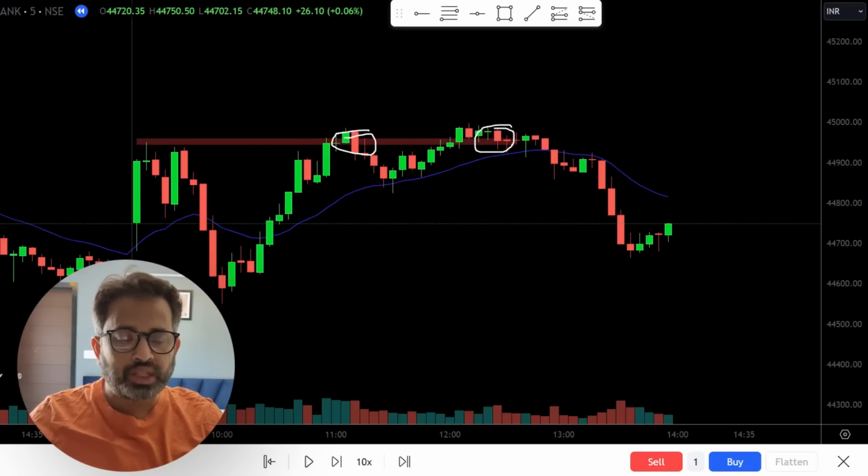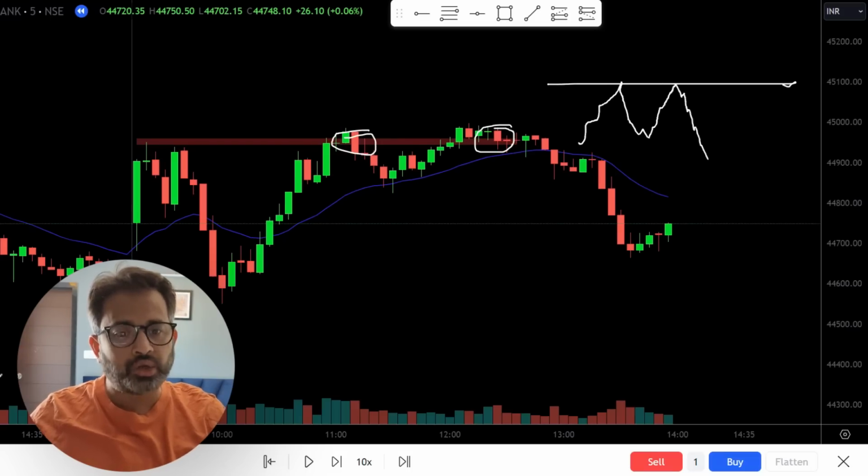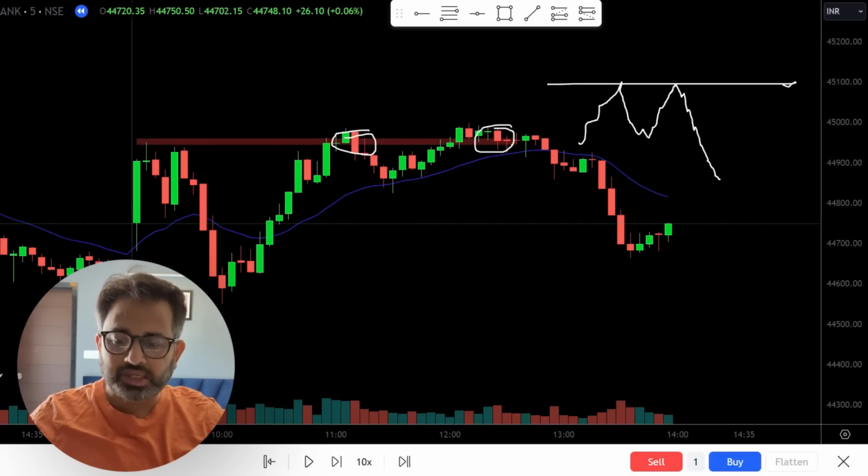So how do you know whether the market is likely to go down immediately, or whether it is likely to retest that resistance and then go down? That's why, next time when price comes to the resistance, first you need to see the candlestick behavior, because that is the price action.